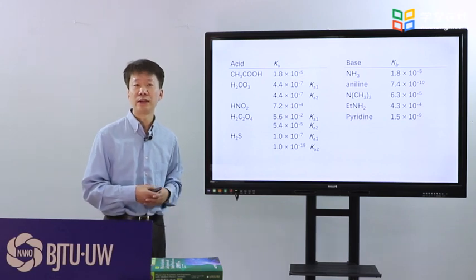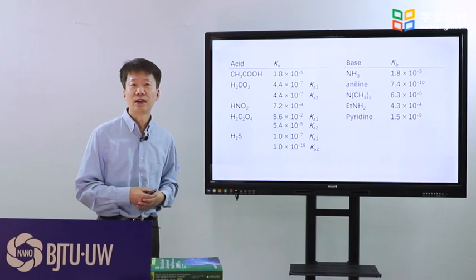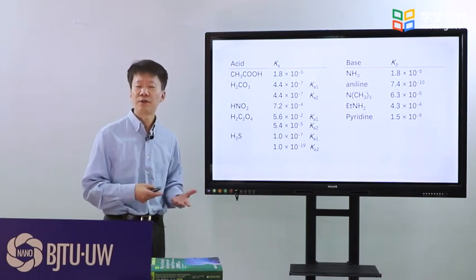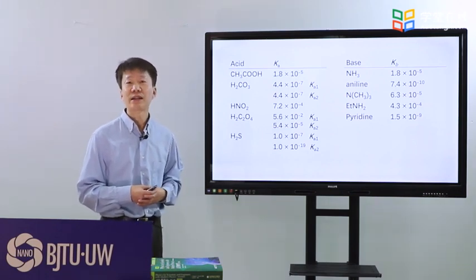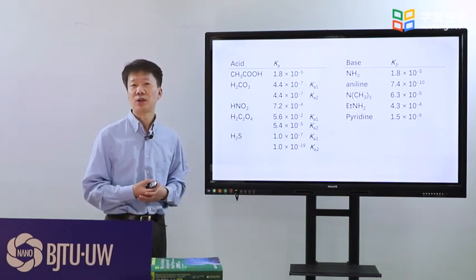to minus 14. If the ionization constant is less than 10 to minus 15 or 16, the acid or base is too weak to affect the pH of the solution. We don't need to consider its ionization, and the solution of these acids and bases are neutral.